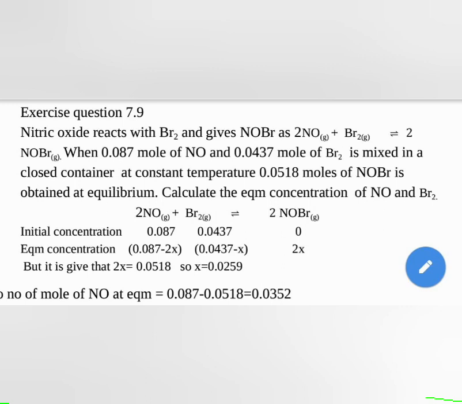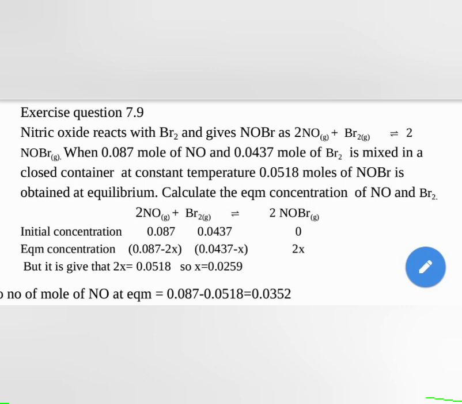If you are substituting that value of x in the equilibrium constant, the equilibrium concentration of NO is taken as 0.087 minus 2x. In that, if you substitute the value of x obtained from the equation 2x is equal to 0.0518, then you will be getting the equilibrium concentration of NO.